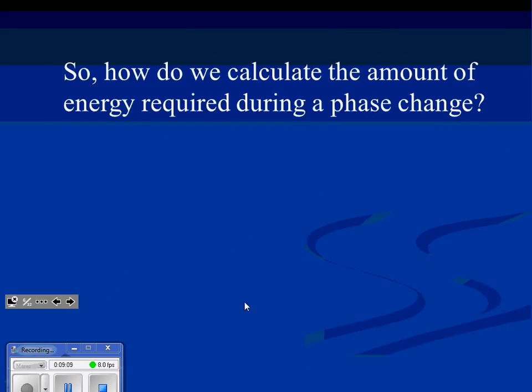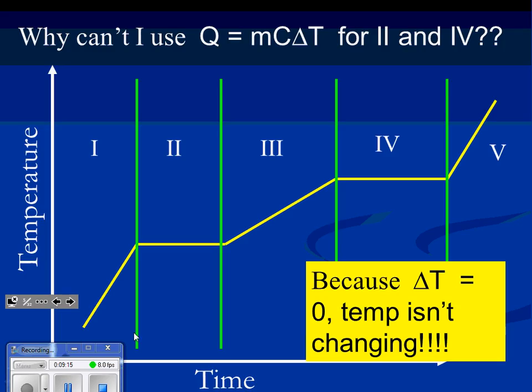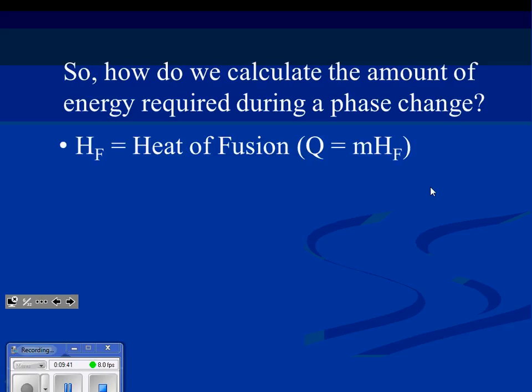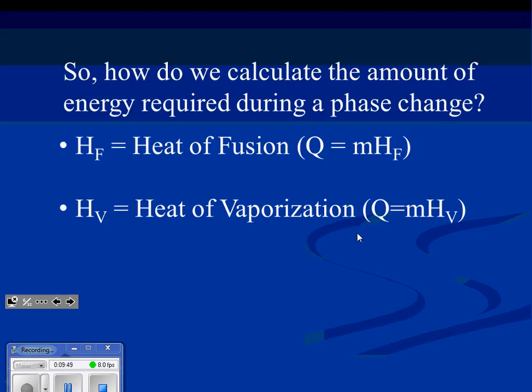So, how do we calculate the amount of energy required during a phase change? Because if you look right back here, this is the part right here where we are changing. It's the melting point. So we're changing from a solid to a liquid. This up here, the phase change, it is the boiling point. We're changing from a liquid to a gas. So how do we calculate the amount of energy needed for that phase change? We can use either the heat of fusion, which we have HF, or we can use the heat of vaporization.